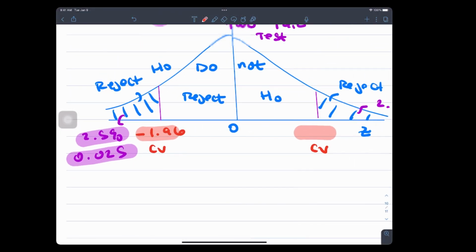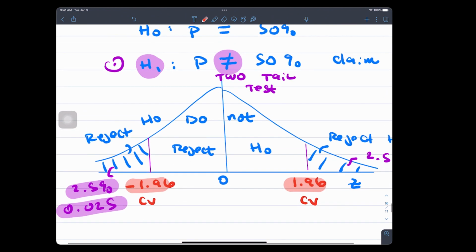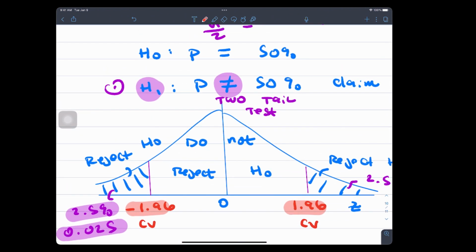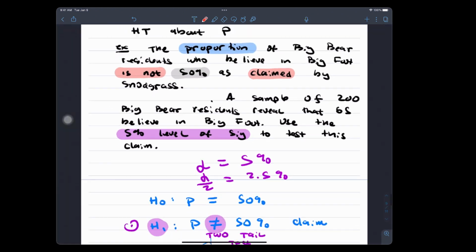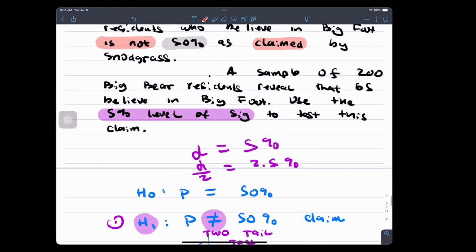What's the other one? Positive 1.96. Why? Because of symmetry. So what you're doing here is necessary in hypothesis testing. Okay, you guys okay with that? You guys need this. That's your decision rule. We're all set. What are we all set to do? Take a sample, and then compute the test statistic to see where it lives on the decision rule. And that's it.